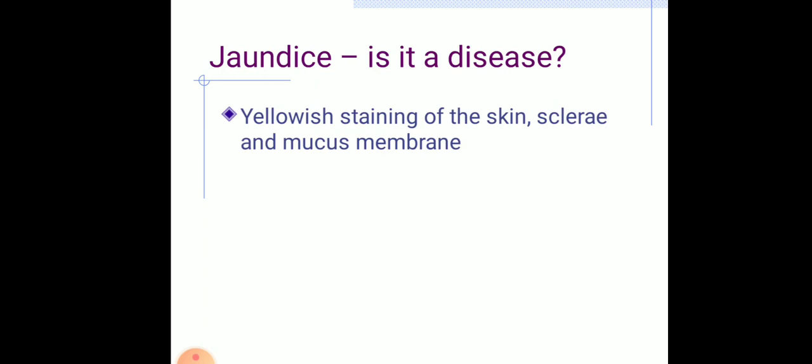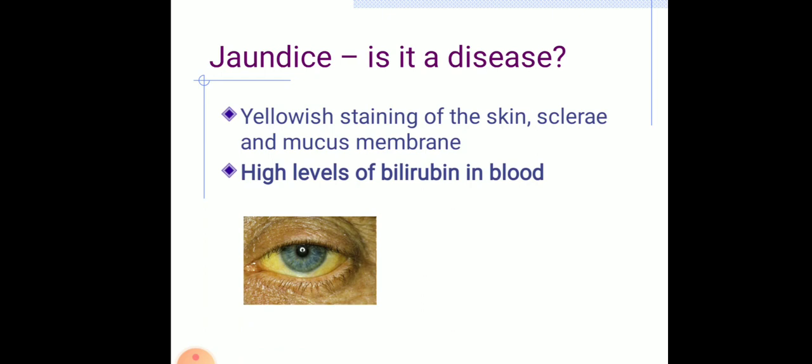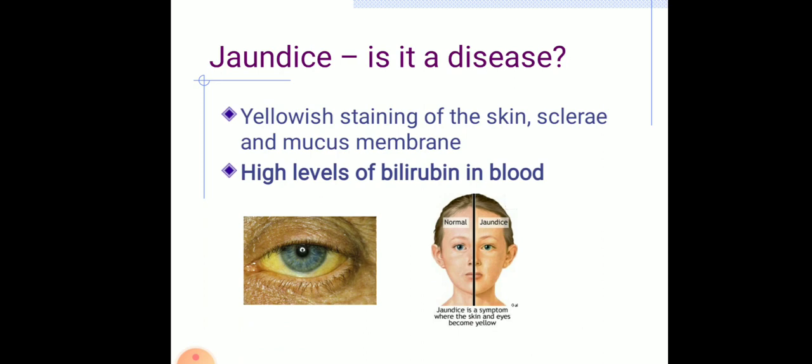Then jaundice, is it a disease? No, it is not a disease. There is a yellowish staining of the skin, sclera, and mucous membrane. Okay, jaundice is not a disease. It is a sign. Okay, this is a sign. High levels of bilirubin in the blood result in yellowish staining of the skin, sclera and mucous membrane, and the sign is known as jaundice. See, you can see the yellowish discoloration of the sclera here. This is the yellowish discoloration of the skin.